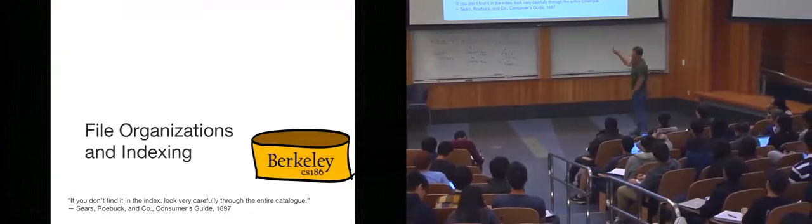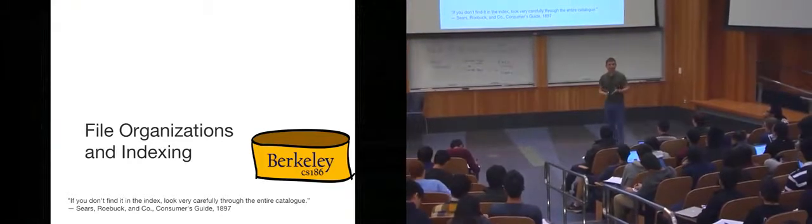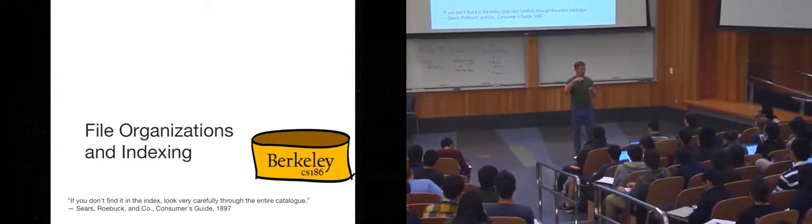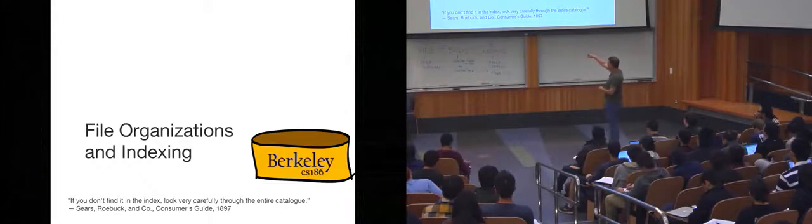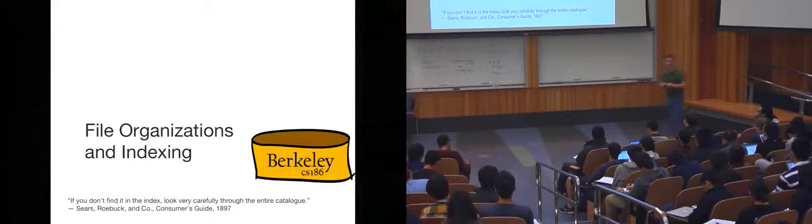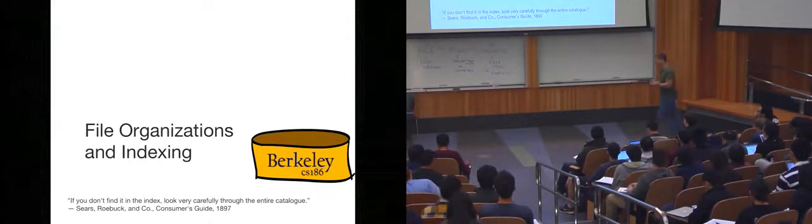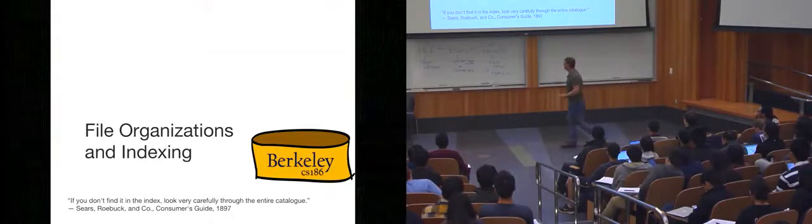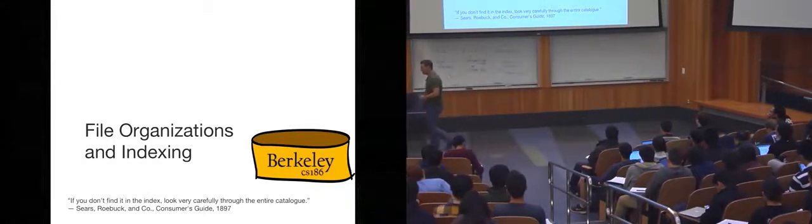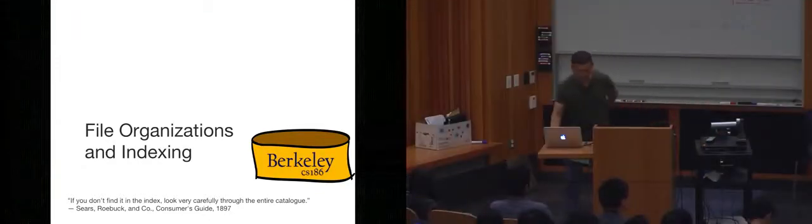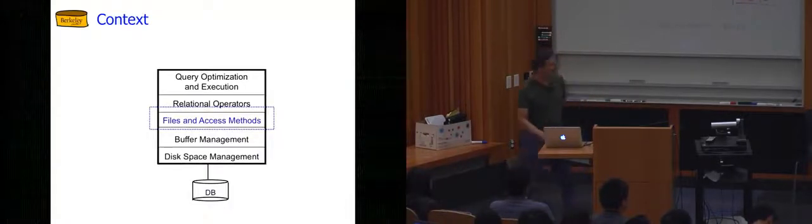So, Sears Roebuck was the catalog. It was the Amazon.com of its time, right? It used to send out these big catalogs, and it had these instructions: if you don't find it in the index, look very carefully through the entire catalog. It's great. So we don't want to do that. Sequential scan is bad. All right, so how can we organize files to do better than sequential scan?